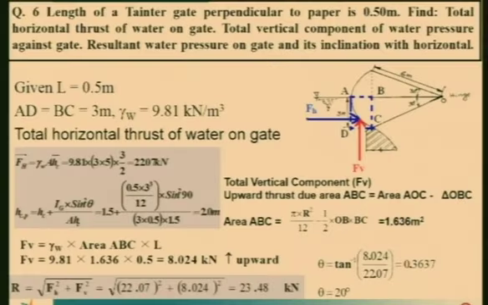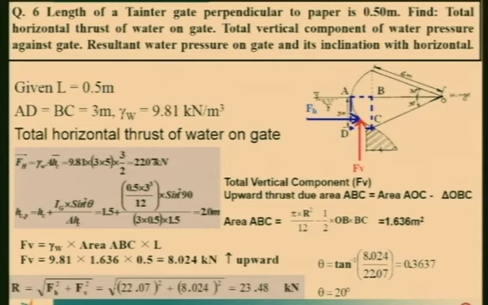Okay, so let us take a very practical problem. Let us read the statement. We call it tainter gates. You can see here the length of a tainter gate perpendicular to paper is 0.5 meter. So he is giving you L is equal to 0.5. Exactly, my hand width is 0.5. Find the total horizontal thrust of water on gate, total vertical component of water pressure against the gate, resultant water pressure on gate and its inclination with horizontal.